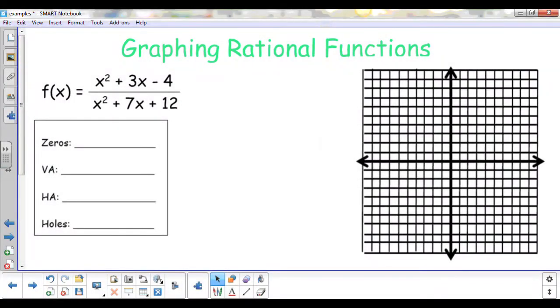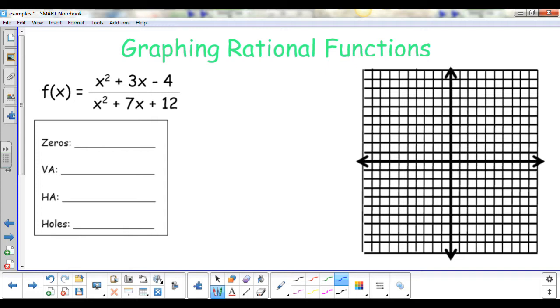When I graph a rational function, I'm going to factor and simplify both polynomials. I'm going to find the zeros, the vertical asymptotes, the horizontal asymptotes, and identify any holes. And then I'm going to use those points to help me plot extra points to sketch in my graph.